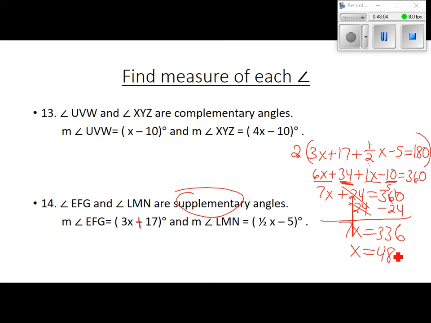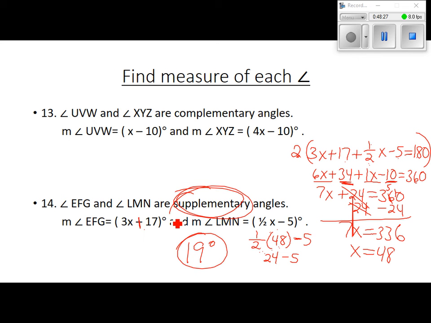Now we're going to take that 48 and plug it back into one of these. I'm going to plug back into this one with that fraction. 1/2 times 48 minus 5. When you're doing half times 48, all you're doing is taking half of 48. Well, half of 48 is 24. 24 minus 5 is 19. So one of the angles is 19 degrees. That's one of our answers.